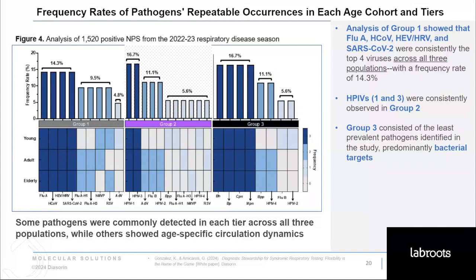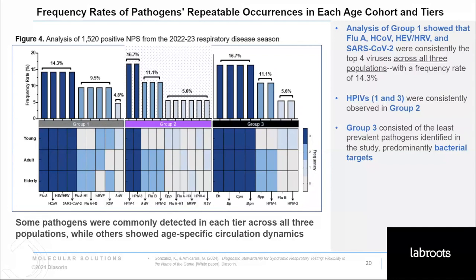age-specific circulation. For example, when we did the analysis for group 1, it revealed that flu A, human coronaviruses, entero and rhino, and SARS-CoV-2, represented in that dark blue, consistently ranked as the top 4 viruses across all three populations, with a frequency of 14.3%. Under group 2, parainfluenza 1 and 3 was consistently observed for those patients that will need a reflex panel that goes beyond 7 targets.